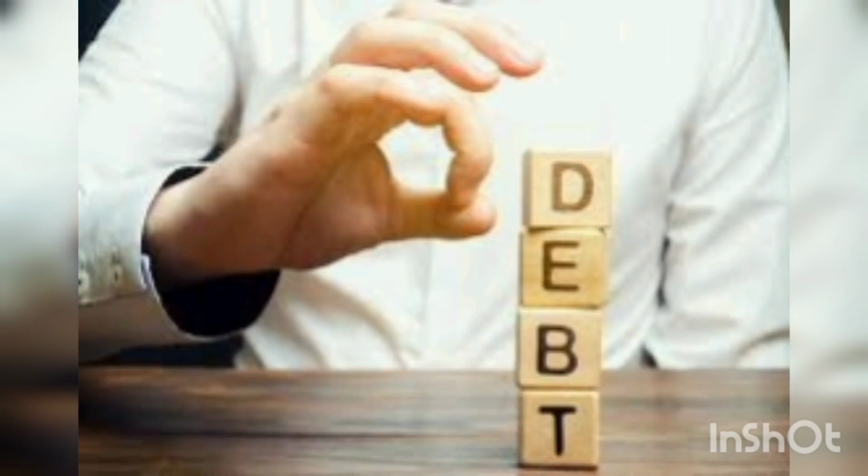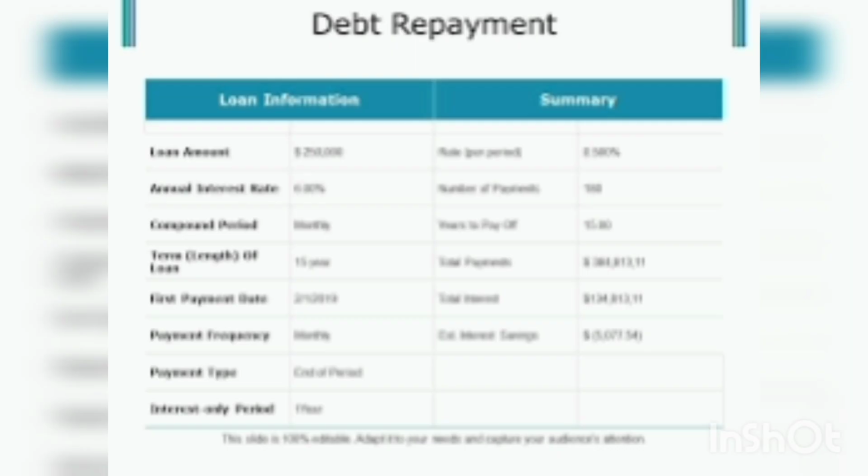7. Debt repayment. If you have outstanding debts like credit card debt or loans, allocate a part of your salary towards paying them off. Aim to pay more than the minimum to reduce the interest and clear the debt faster.